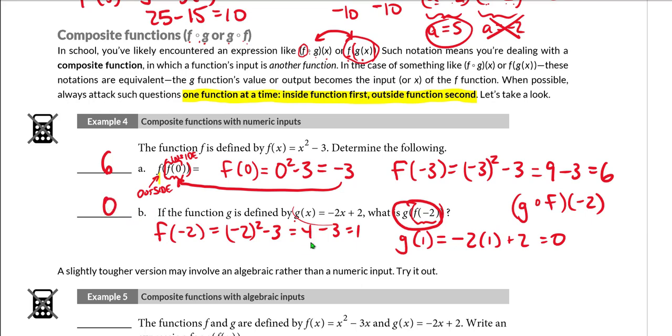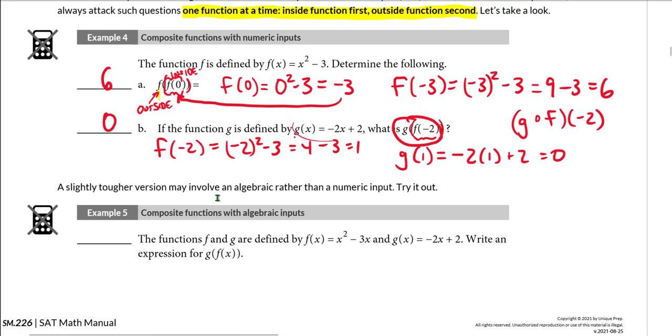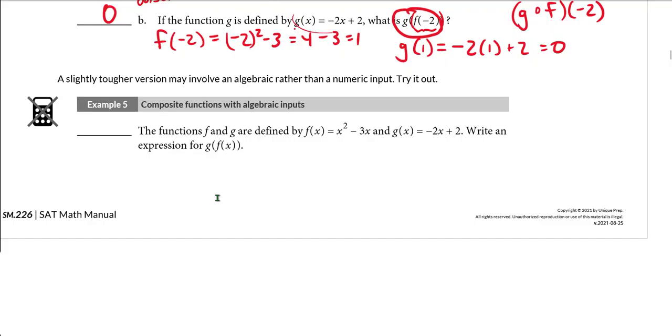So again, when it comes to composite functions, don't make too big of a deal about these. They are generally not all that difficult as long as you take them one step at a time. The tougher versions of these questions might involve an algebraic input. In other words, you might not be just substituting a basic integer number into a function. You might be throwing in some sort of an algebraic expression.